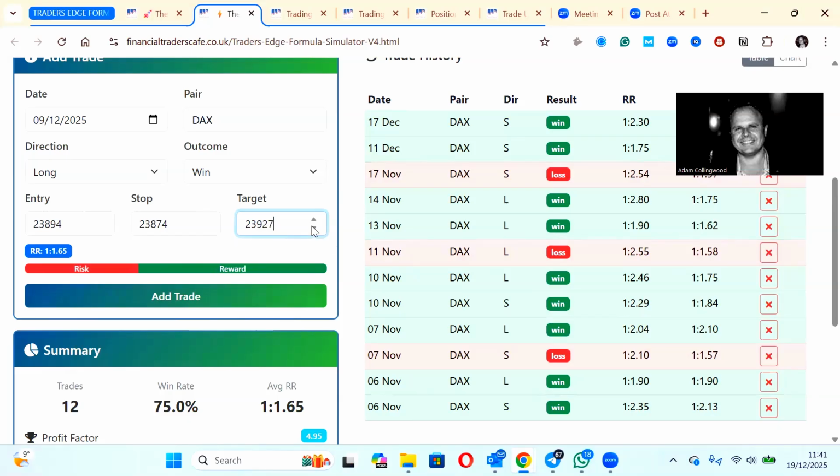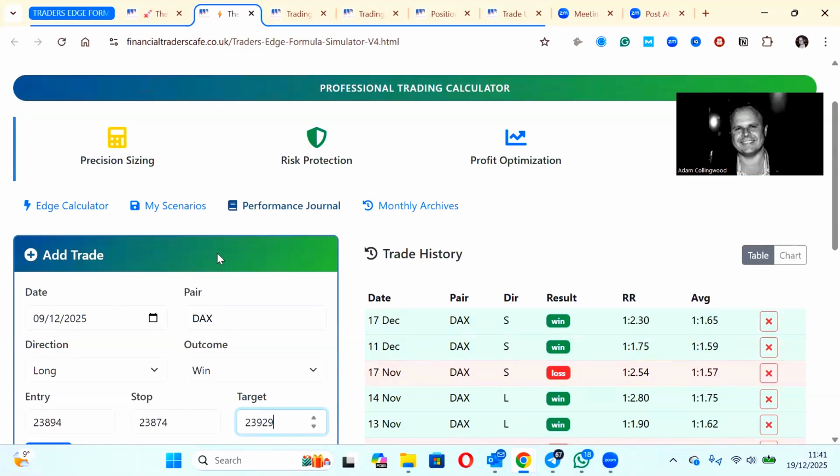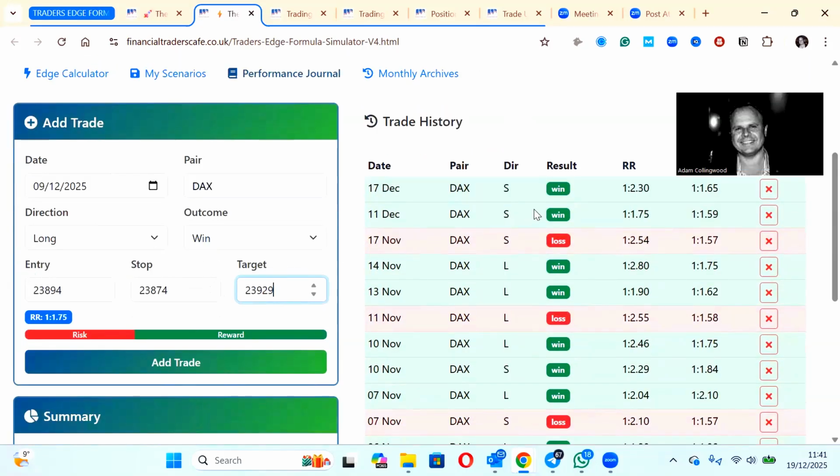Again, you can tweak these so you can see that it changes depending on where your TP, your take profit target, is. All right. And then what you would do is add that into here. And then let's just say that it hit your stop loss at 23,894. We're going to say that was a loss there. Add the trade. So that trade will be added over here.